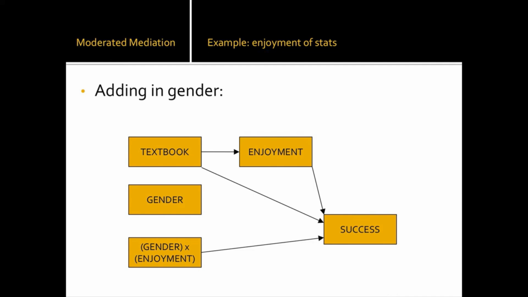But here we're doing a gender and enjoyment interaction, as opposed to a gender and textbook interaction. So you just have to make sure that you're specifying second stage moderation instead of first stage moderation, and you're okay. You could also add in a gender main effect here, if you want. If you want to be sexist and make a hypothesis about who is better at stats, men or women, you could do that.